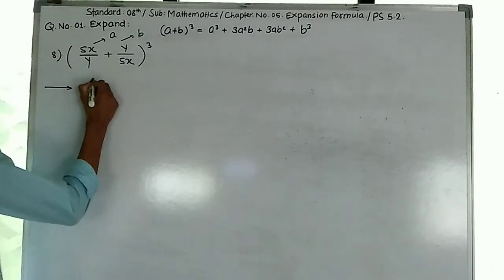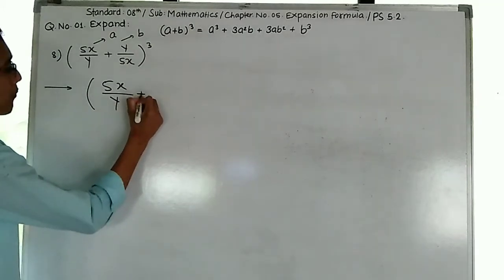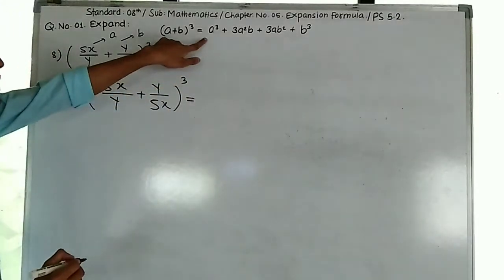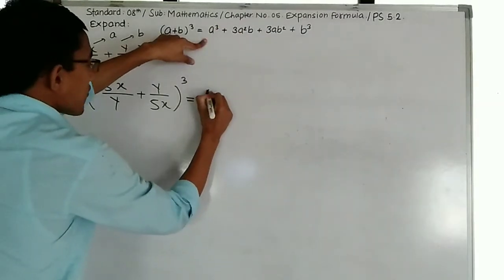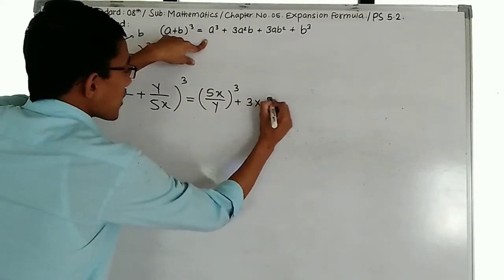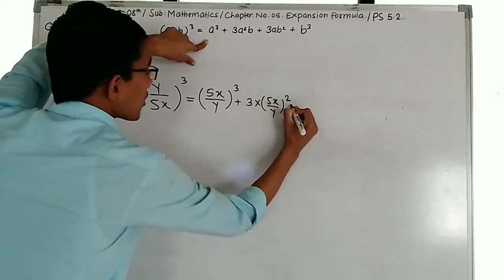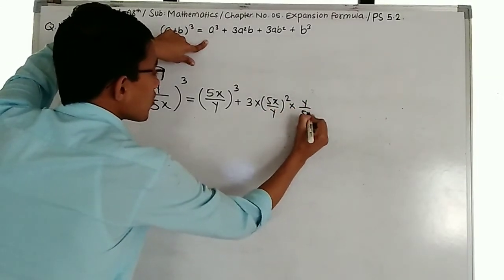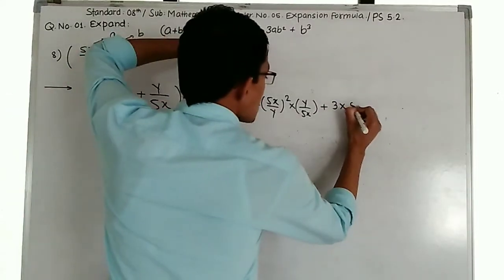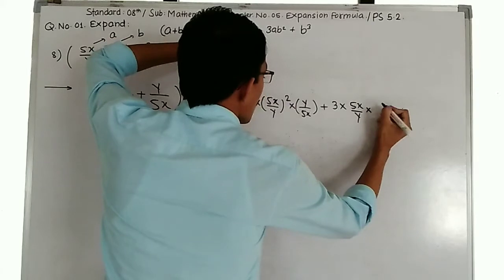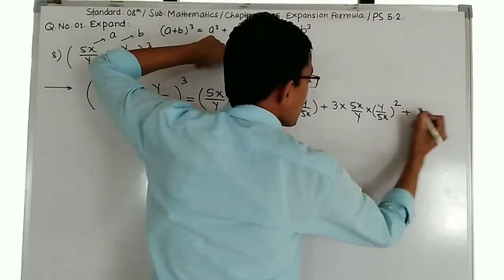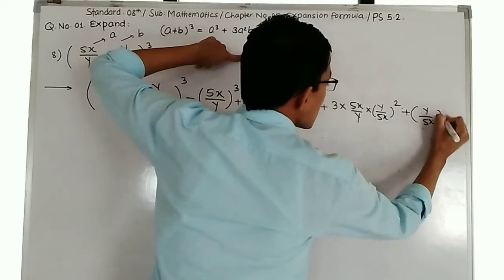So, 5x upon y plus y upon 5x raised to 3 equal to, now a is my 5x upon y, so in place of a cube, 5x upon y raised to 3, plus 3 into, in place of a, 5x upon y squared, into in place of b, y upon 5x, then plus 3 into in place of a, 5x upon y, into in place of b, y upon 5x squared, plus b cube, so y upon 5x cube.